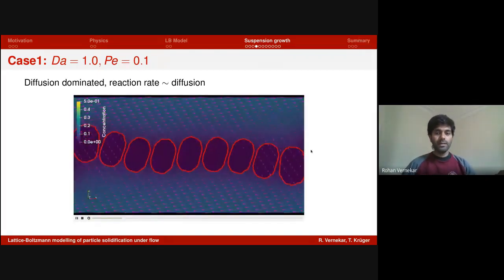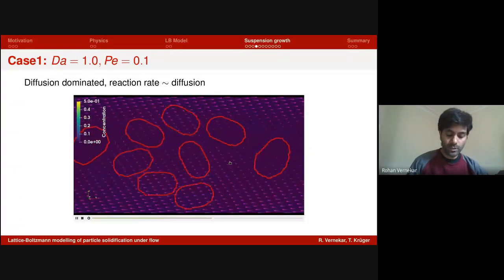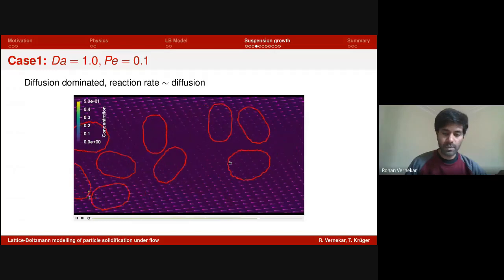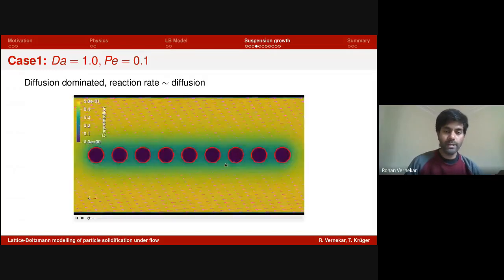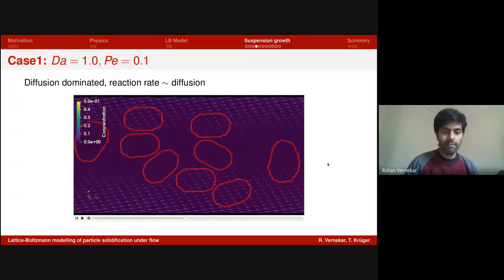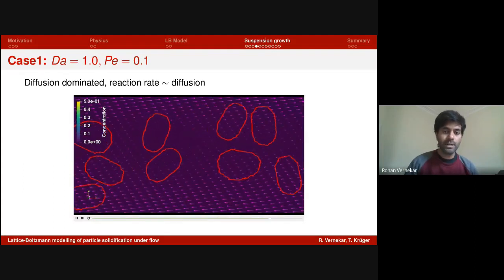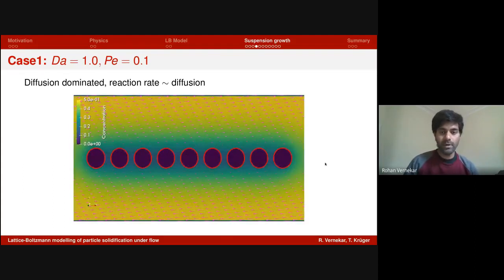And in this video, what we see is that particles reach the final shape even before they are rotated by the shear flow. And so this means that the particle shape here is actually determined by their initial configuration and confinement due to other particles rather than the Peclet number coming into play. This is a diffusion-dominated case. So the reactive solute is always available at the particle surface for the particles to grow.